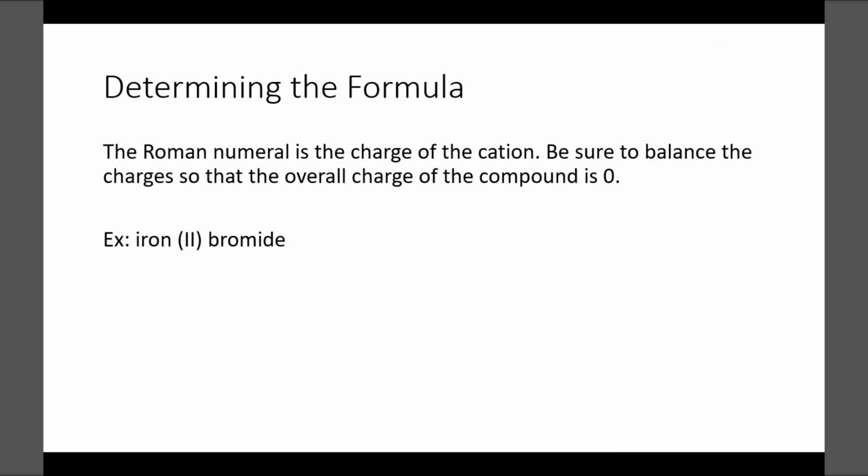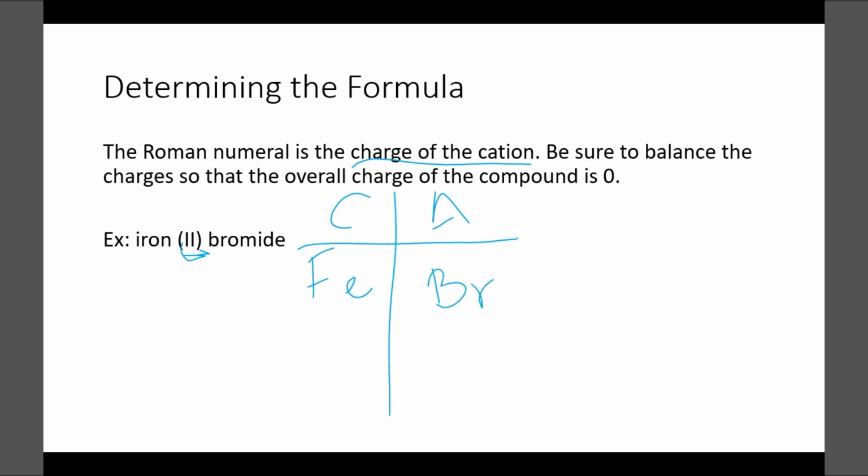Okay, so now if we want to go the other way, determine the formula, the Roman numeral here is telling us the charge of the cation. So we just need to balance these charges. So again, you can use a cation-anion chart. So in this case, my cation is iron and my anion is bromine. Okay, this 2 indicates that iron has a +2 charge. And if I look at the periodic table, I see that bromine is in group 7 or group 17. So it's going to gain 1 electron. So it'll have a -1 charge.